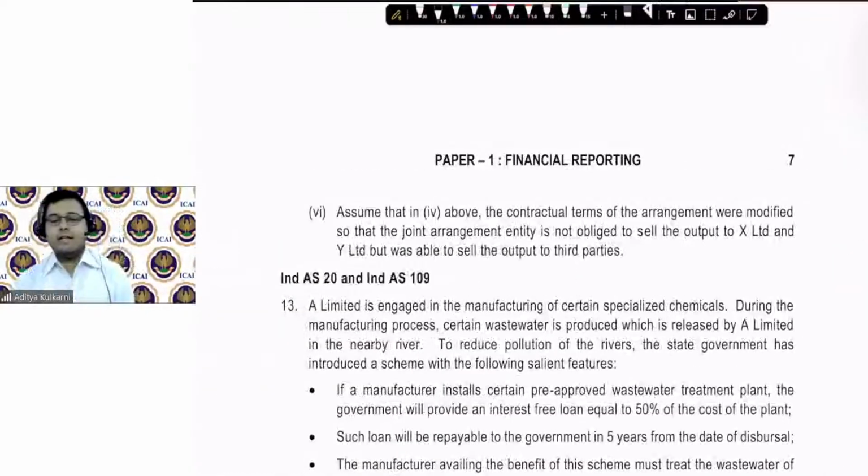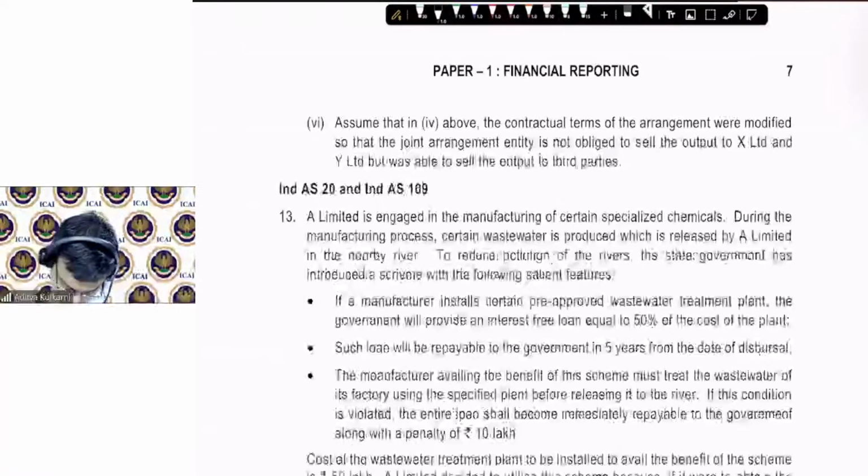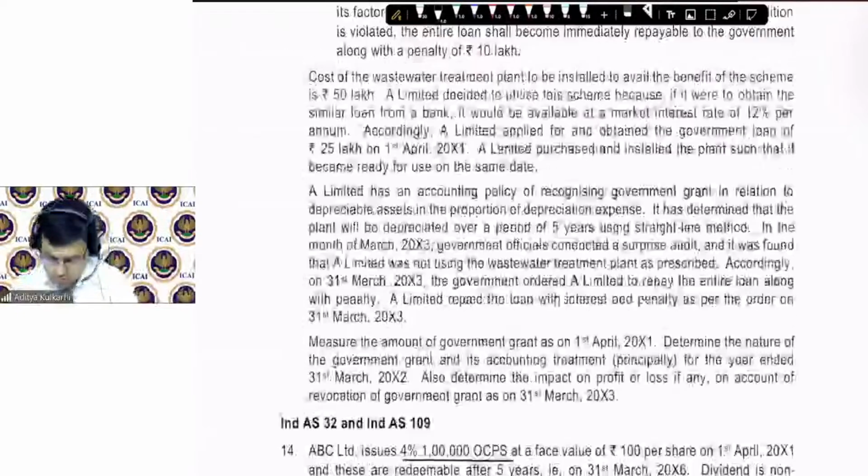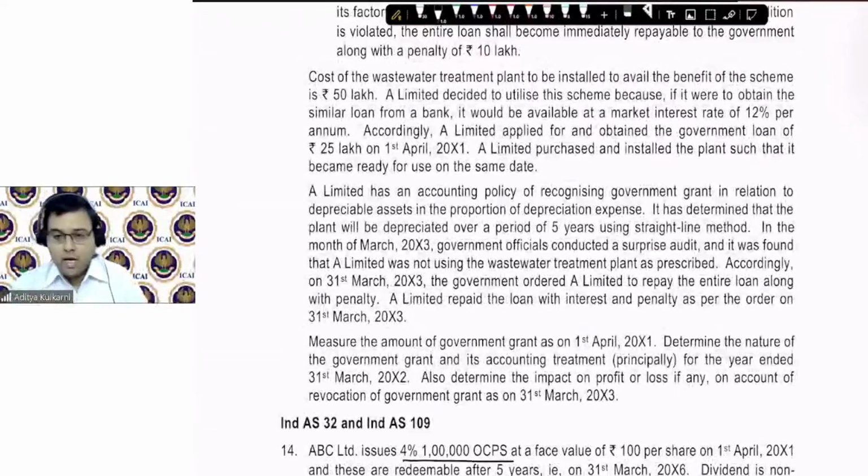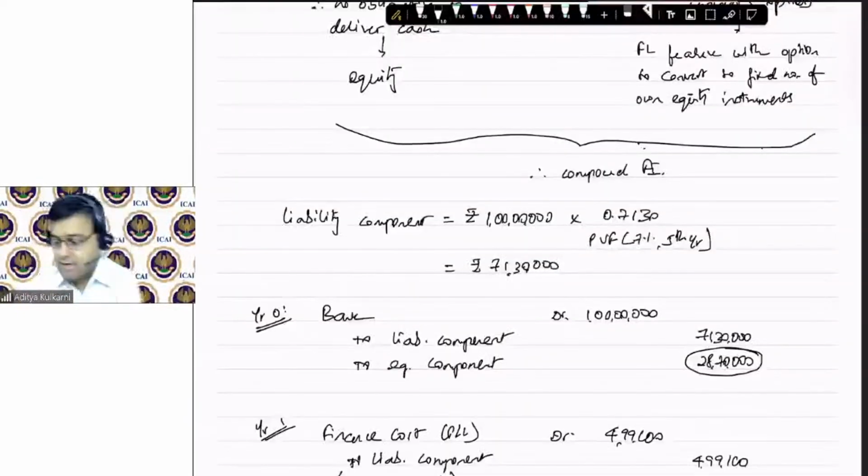What will be the entry for dividend? You tell me. What is the rate? 4% into 1 crore. So that is 40,000 is the dividend. You tell me, if I decide to pay 4% dividend.